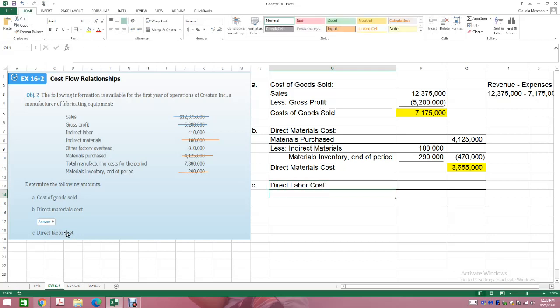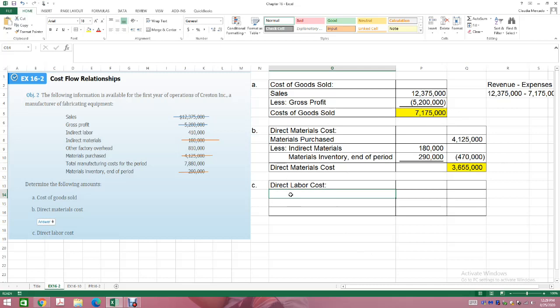And my direct labor cost, okay, how are we going to figure that out? Now this one's a little bit more tricky, okay? So what do we know about labor? We know that we have indirect labor of $410,000. We have other factory overhead of $810,000. And we have total manufacturing costs for the period of $7,880,000. Okay? So we've already figured out my cost of goods sold. We've already figured out my direct material cost. So I know how much I spend in material. I know what I spend in total. Now we need to figure out, how much did you spend on direct labor?